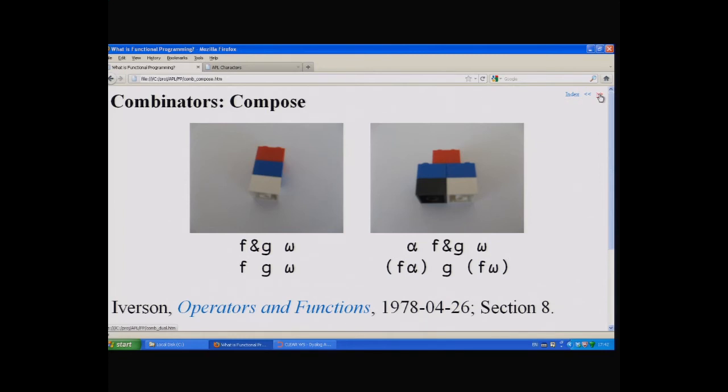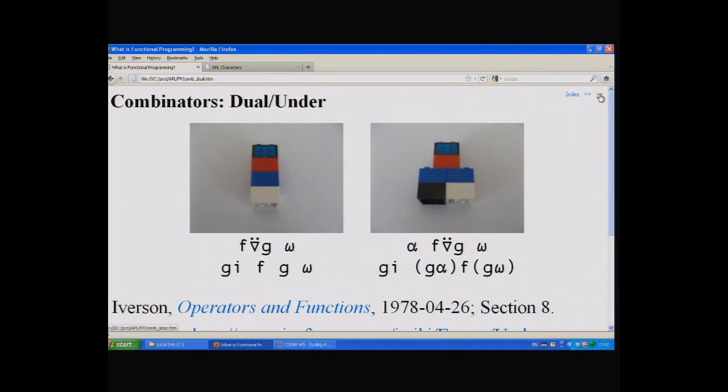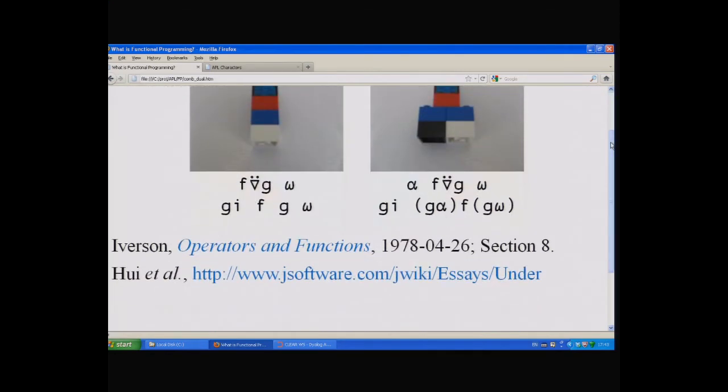So in the dyadic case, for compose, the definition is this. You know, F on the left argument, and F on the right argument, and then you combine the result with G. There's another one that we saw earlier that's called under. It's the same as the previous slide, except at the end you apply the inverse function, the transparent blue brick. And this is a very useful concept, under, useful for thinking about problems, an excellent tool of thought. And in this JWiki essay, there are about 100 examples of under.